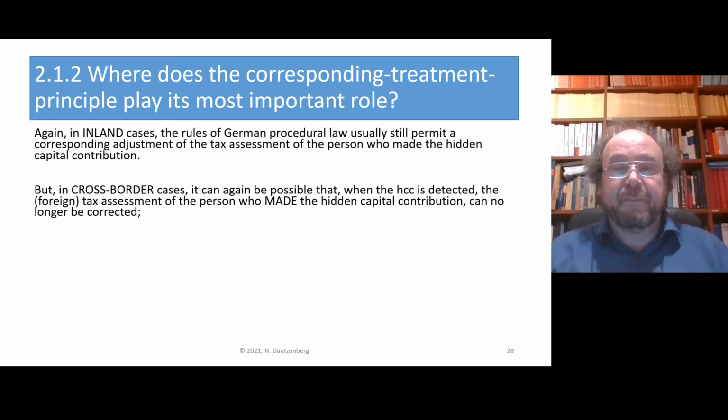I have no possibility to adjust the shareholder's assessment to the new information that there has been a hidden capital contribution, which by error lowered the income because it was not fully taxed. In that case, corresponding treatment principle really applies. So then the German GmbH would be taxed on the capital contribution because one wants to avoid that money leaves the hands of the one party completely untaxed.